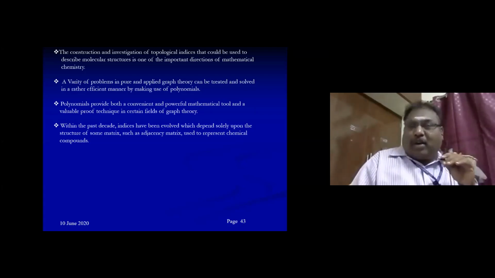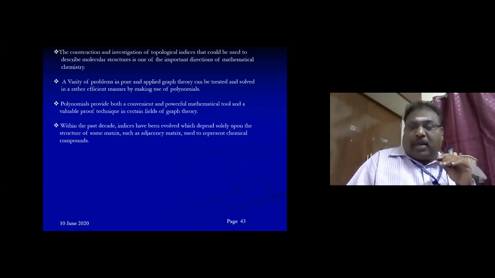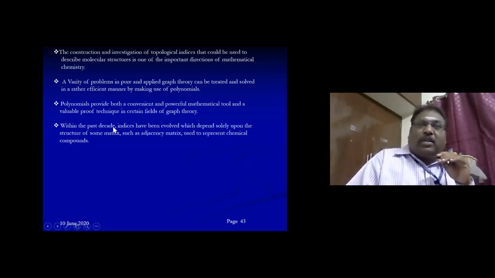So how to define it? There are plenty of ways the topological indices are defined, and plenty of varieties of topological indices are there. A variety of problems in pure and applied graph theory can be treated and solved in a rather efficient manner by making use of polynomials. Polynomials provide both a convenient, powerful mathematical tool and a valuable proof technique in the field of graph theory. Always you see polynomials are very powerful. You want to talk about analytic functions, fine, where it is analytic, where the singularity is. What about the expansion, the Taylor series, or the Laurent series, or the Fourier series?